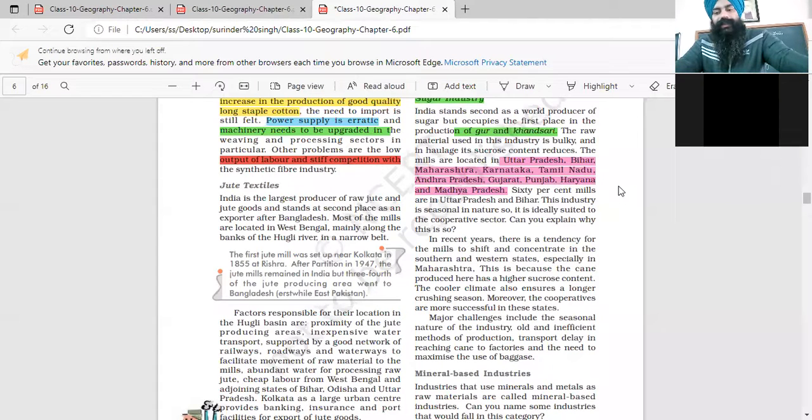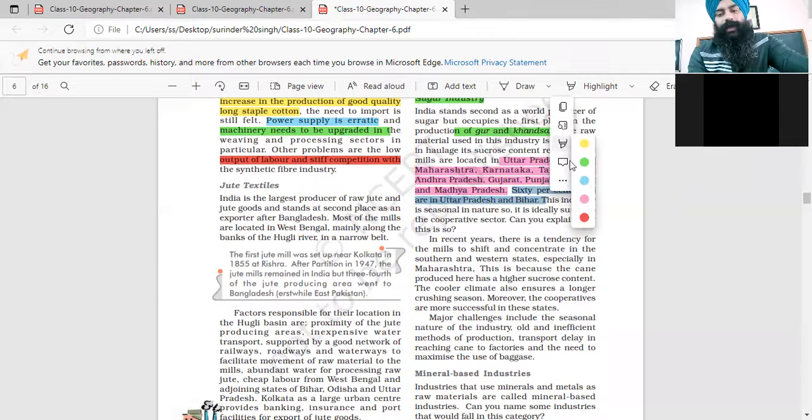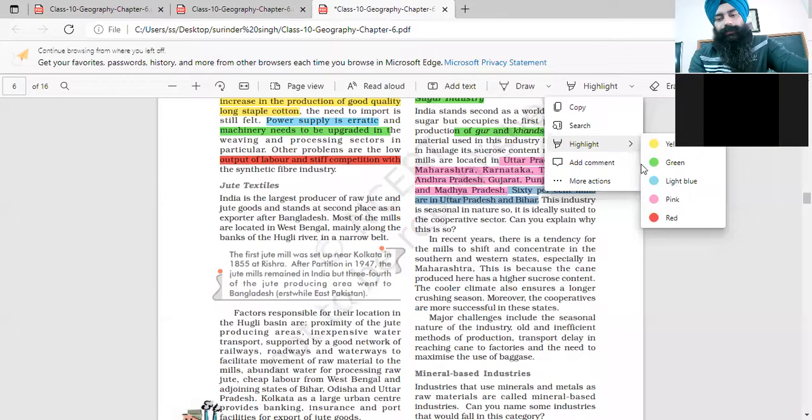Sixty percent of sugar mills are concentrated in parts of Uttar Pradesh and Bihar. Clear? Are there any questions? Uttar Pradesh and Bihar.